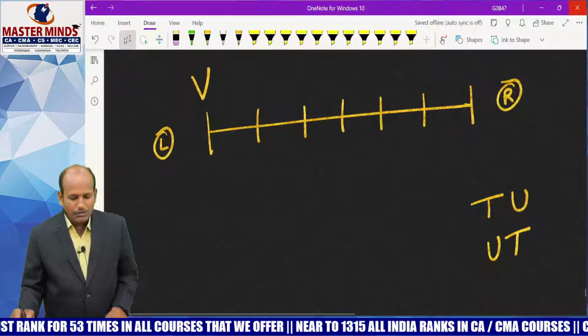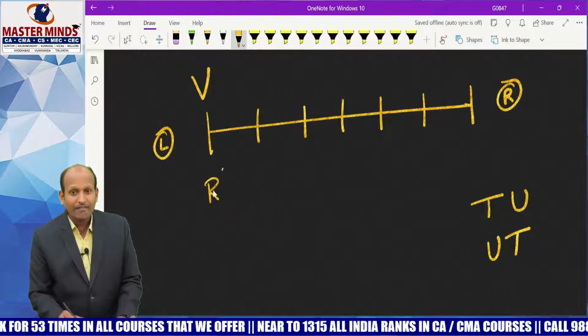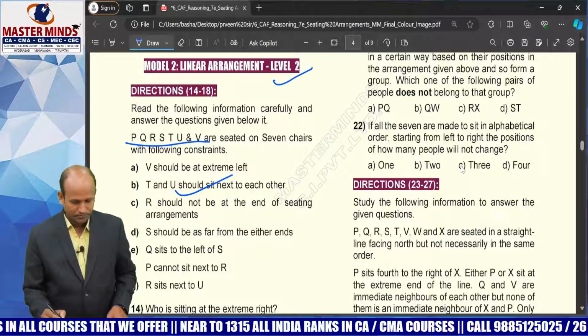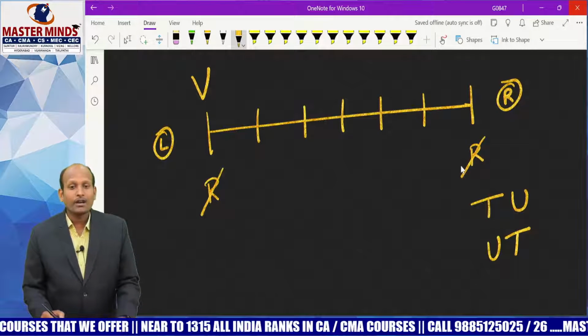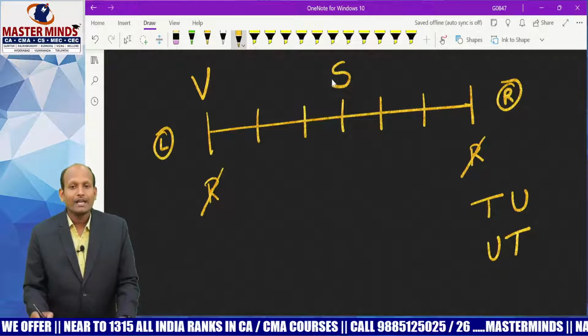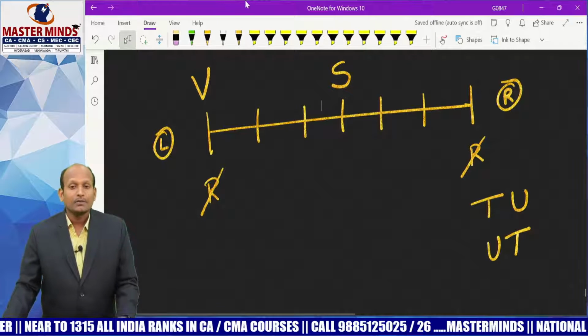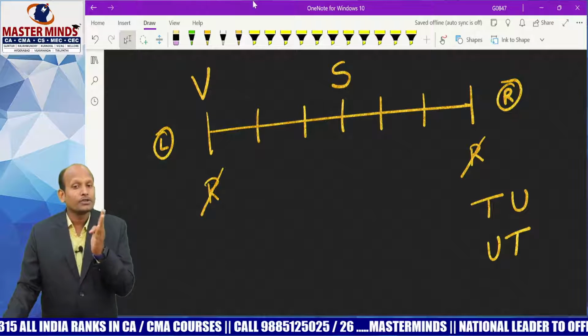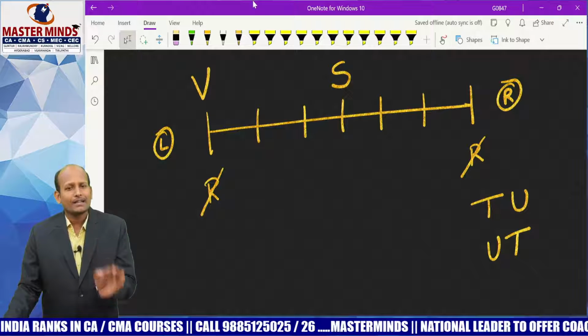Next. R should not be at the end. That means R is never at the left end or the right end. S should be as far away from either end. That means S should be at an equal distance from both ends. That means S is at 4th position from the left as well as 4th position from the right. That means exactly in the middle.